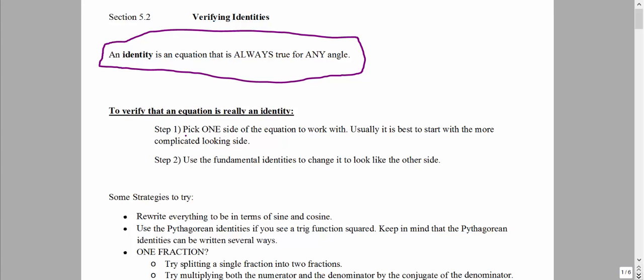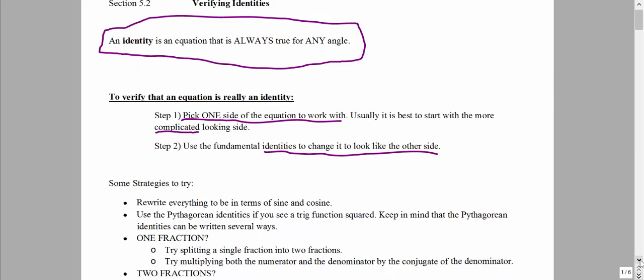And in order to prove that, we're going to pick one side of the equation to work with. It doesn't matter if you start with the right-hand side or the left-hand side of the equation, but we usually start with the side that is more complicated. But it really doesn't matter which side you start with. What we're going to do is pick one side and show that we can use identities and some techniques to change it to look like the other side. So we're trying to show that both sides are equivalent.